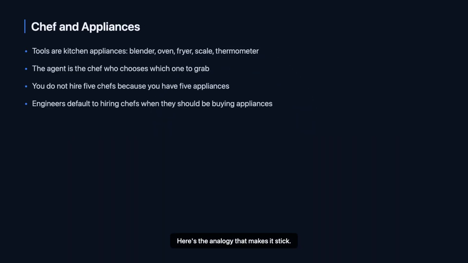Here's the analogy that makes it stick. Tools are kitchen appliances: a blender, an oven, a fryer, a scale, a thermometer. The agent is the chef, the one who decides which appliance to grab for which step of the recipe. You do not hire 5 chefs because you happen to own 5 appliances. You hire one chef and equip them well. But here's what happens in practice. Engineers default to hiring chefs when they should be buying appliances. Every time you feel the urge to add another agent, ask yourself, is this a new chef, or is this just a new appliance the existing chef should be using?